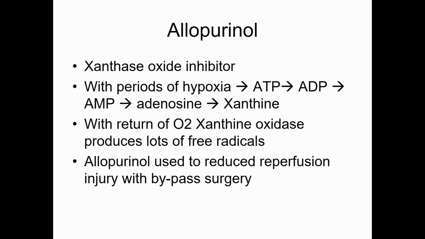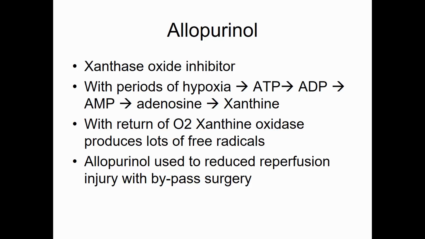So here's an interesting situation involving something called reperfusion injury. We have an enzyme called xanthine dehydrogenase, which is a perfectly nice enzyme. However, under stress, periods of hypoxia, xanthine dehydrogenase becomes xanthine oxidase. And so with periods of hypoxia, we're using up the ATP. ATP is broken up to ADP, and then AMP, and then adenosine, and adenosine gets broken down to xanthine.